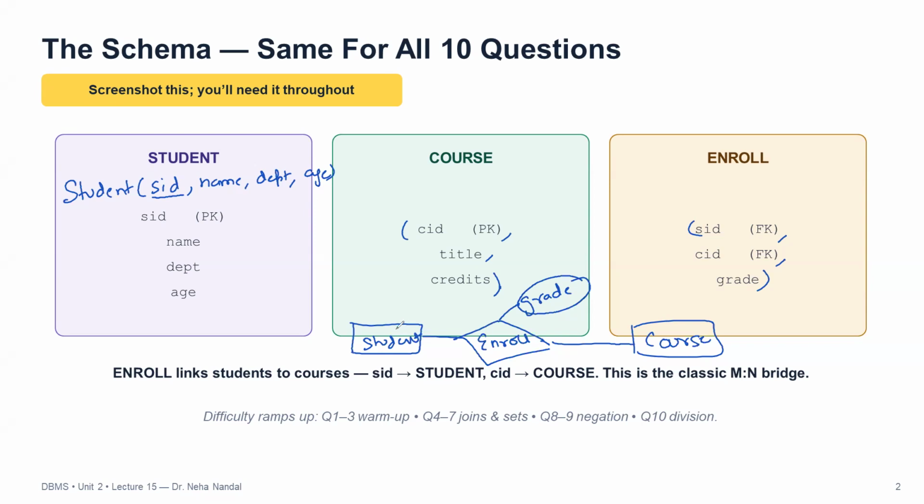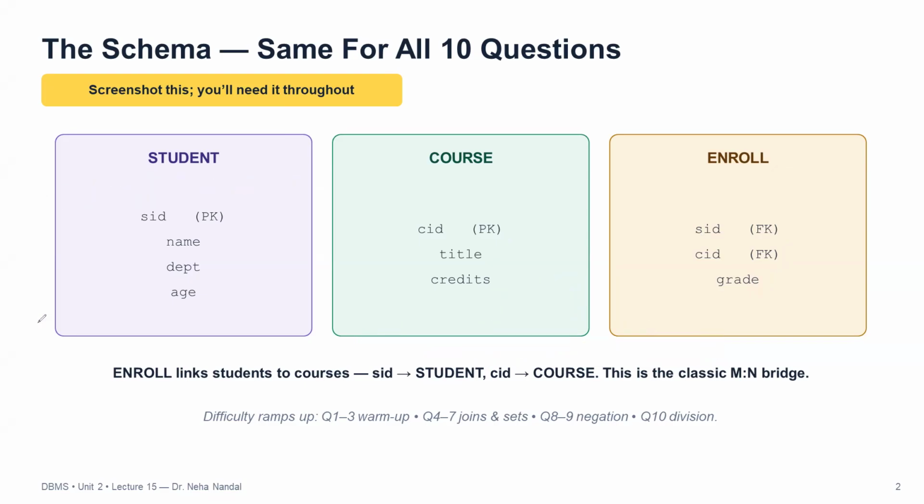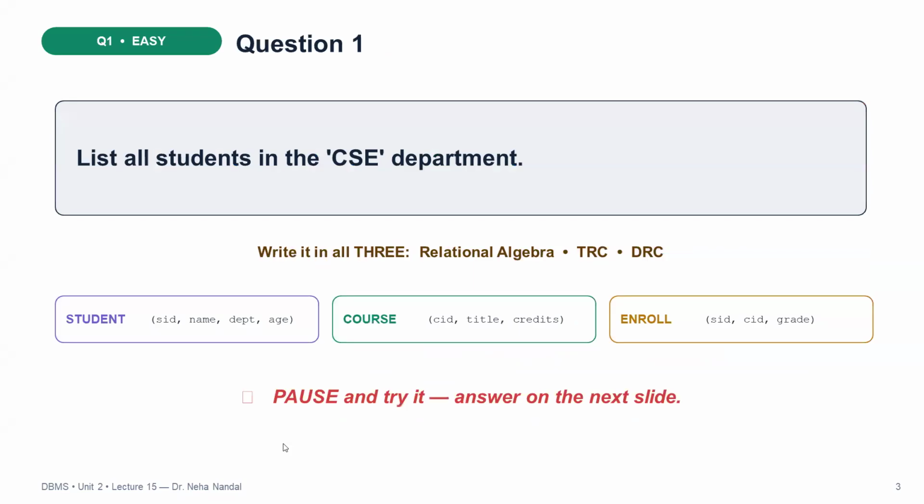Let us see the first question. List all the students in CSC department. This is our schemas given to us. Now try it by yourself first. List the students in CSC department. You can pause the video and try it by yourself.